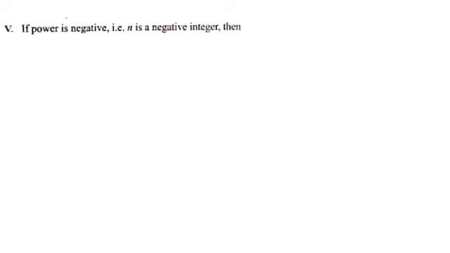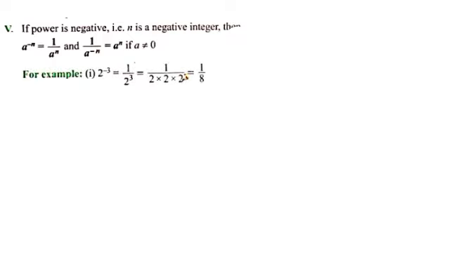Fifth law: if the power is negative, that is n is negative, then a^-n is equal to 1 by a^n, and 1 by a^-n is equal to a^n, if a is not equal to 0. For example, 2^-3 is equal to 1 by 2^3, which is equal to 1 by 2 × 2 × 2, which is equal to 1 by 8. Another example, 1 by 3^-5 is equal to 3^5.